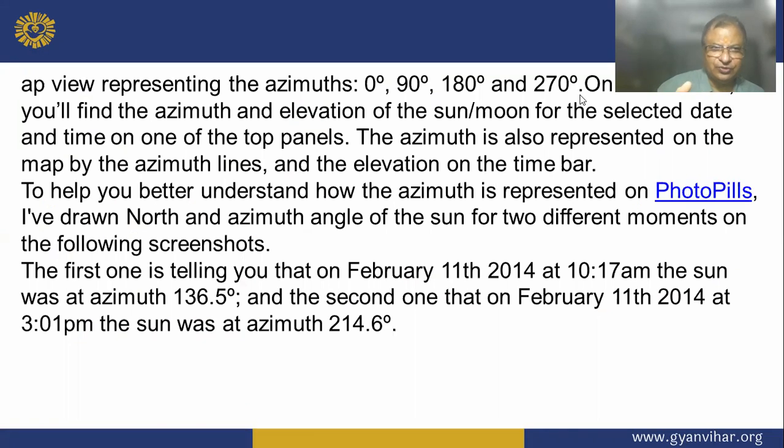Now the top view is representing the azimuth 0 degrees, 90 degrees, 180 degrees, and 270 degrees. On the planner, you will find the azimuth and elevation of the sun and moon for the selected date and time on one of the top panels. The azimuth is also represented on the map with the azimuth line, and the elevation on the time bar.